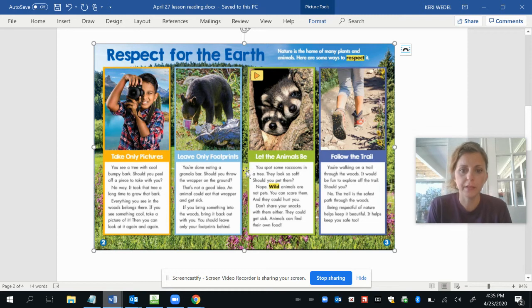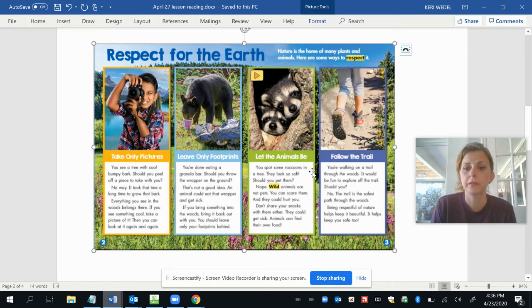Let the animals be. You spot some raccoons in a tree. They look so soft. Should you pet them? Nope. Wild animals are not pets. You can scare them and they could hurt you. Don't share your snacks with them either. They could get sick. Animals can find their own food.